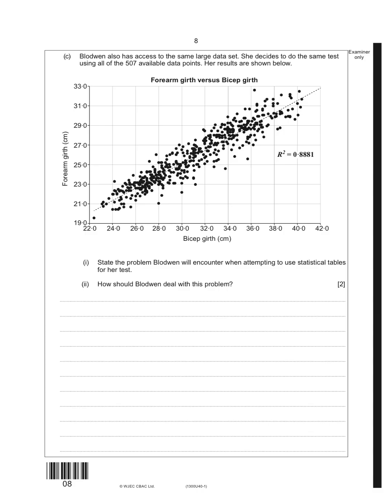Different character now. We've got Blodwen. She decides to do the same test using all 507. So we've got significantly more data points to look at here. Looking at part E1, state the problem Blodwen will encounter when attempting to use statistical tables. If you have a look at your stats tables, we don't have n going up as high as 507. N does not go up to 507. How should she deal with this problem?